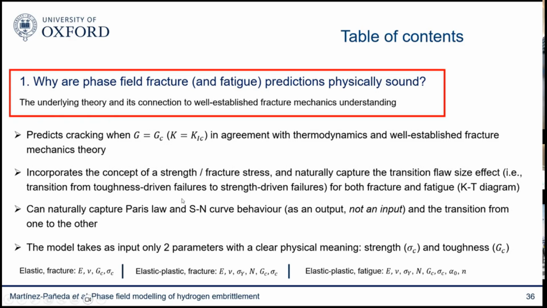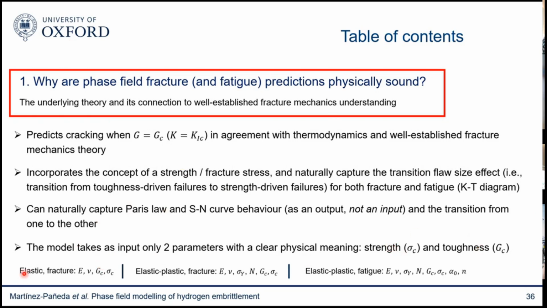I think that the model is very promising as well in fatigue, because you can naturally capture Paris law and S-N curve behavior as an output of the model, not as an input. And you can capture as well, naturally, the transition from one to the other, as you can show analytically, and the model is able to recover that. So if you get an S-N curve, you will be able to predict fatigue growth behavior. And then I must emphasize, the model takes as input only two parameters with a clear physical meaning: the strength of the material and the toughness.